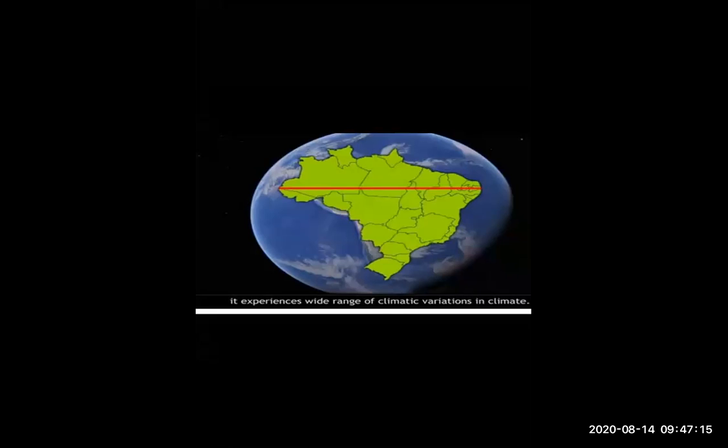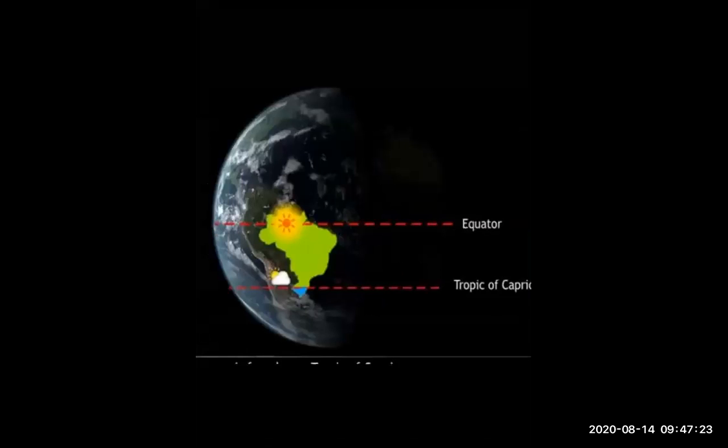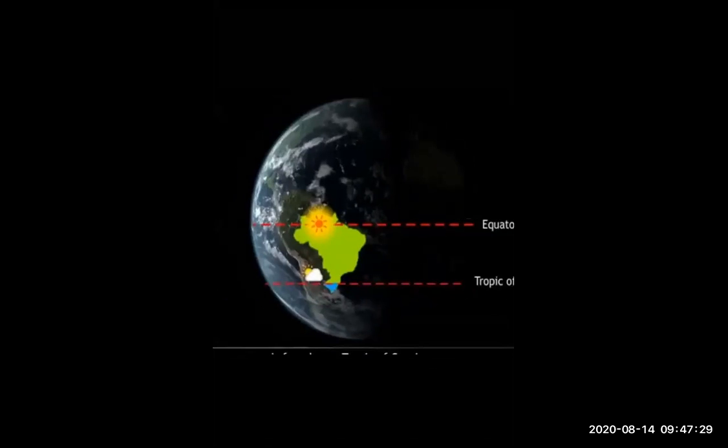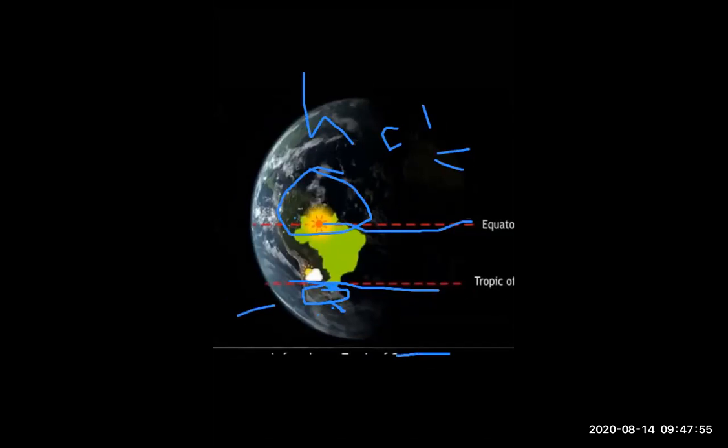Look over here, students. Just wait. This is Brazil. Brazil is located near the equator, and because of this, what happened? There is always a hot climate over there. But near the Tropic of Capricorn, look at this blue color. There is always a temperate climate over there. Near the equator, there is always a hot climate, and near the Tropic of Capricorn, there is always a temperate climate.